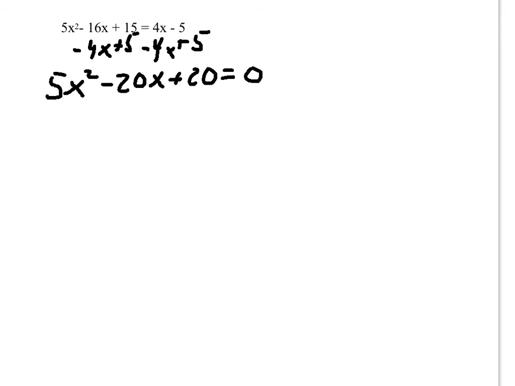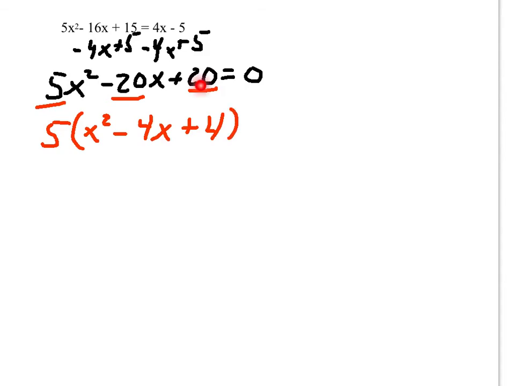Now, when you can take advantage of this, I highly recommend doing it. We have a 5, 20, and 20, which means we can factor a 5 out before we do anything else. So factoring out the 5, we have 5 times x squared would give us this 5x squared, minus 5 times 4x would give us this minus 20x, plus 5 times 4 would give us this 20. And we make sure it's set equal to 0.